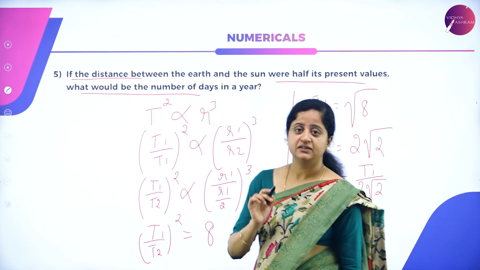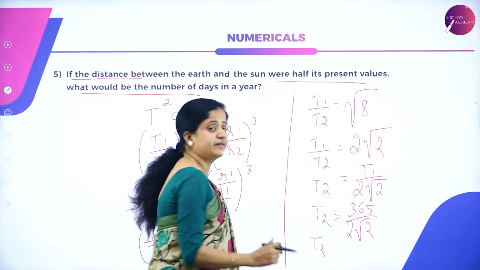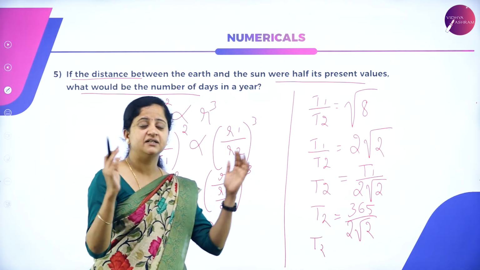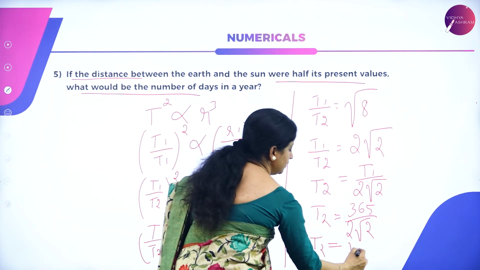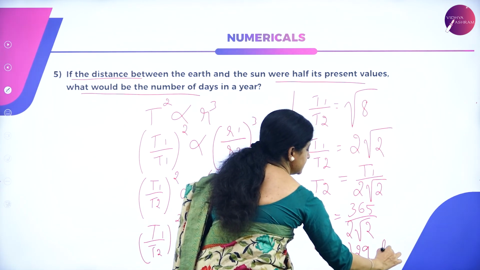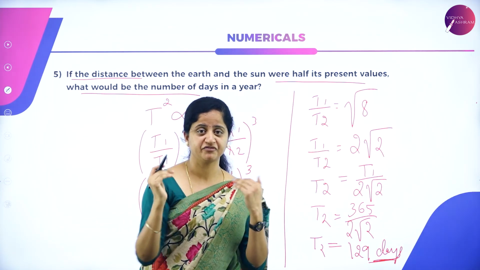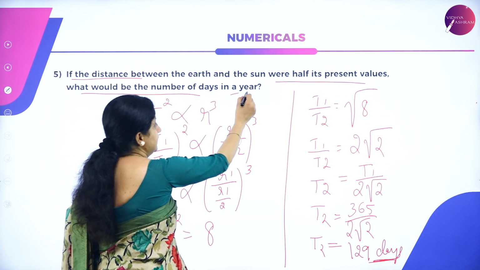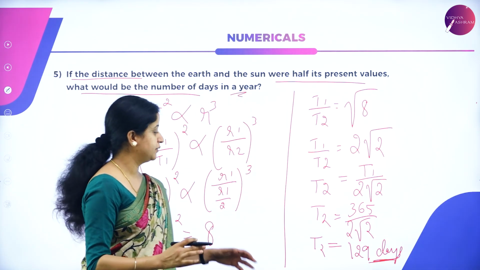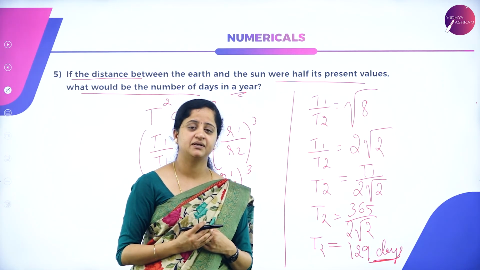What is the value of 365 divided by 2√2? If you work it out, you will get the number of days after the distance becomes half of the present value, and T2 is equal to 129 days. So from this we can say that if the distance between the Sun and the Earth becomes half of the present value, the number of days would be 129 in a year. Instead of 365 days, we would have 129 days in a year. So these are a few examples from the chapter Gravitation.